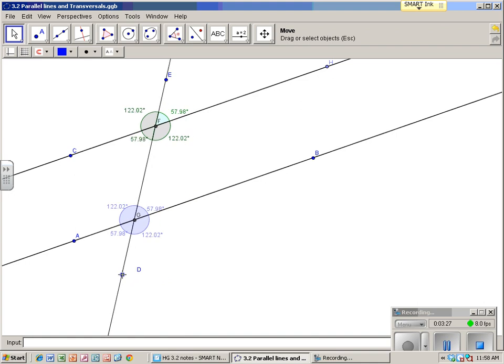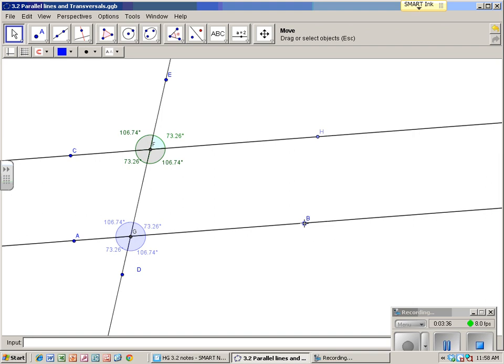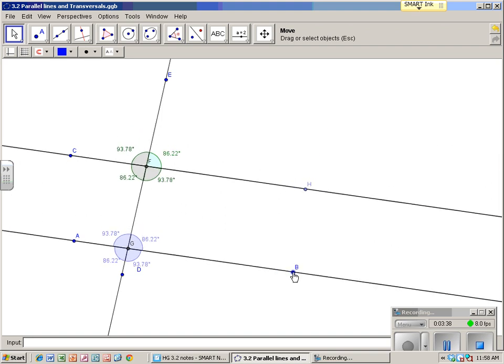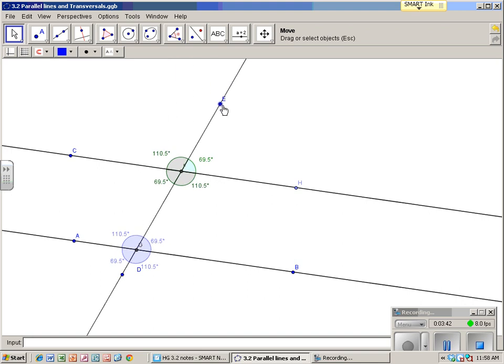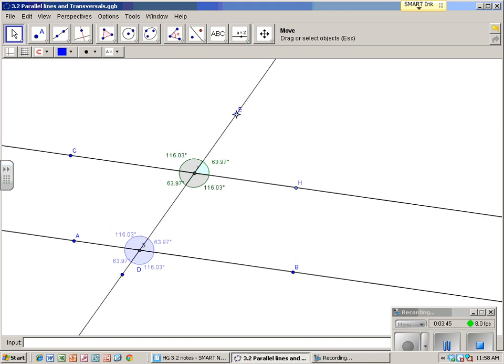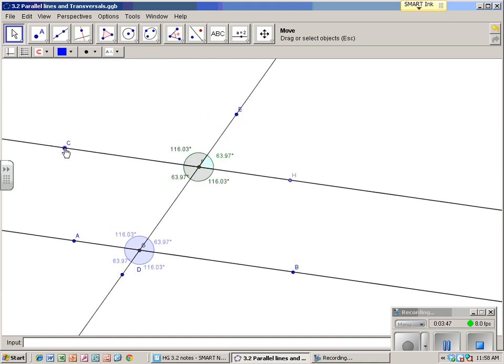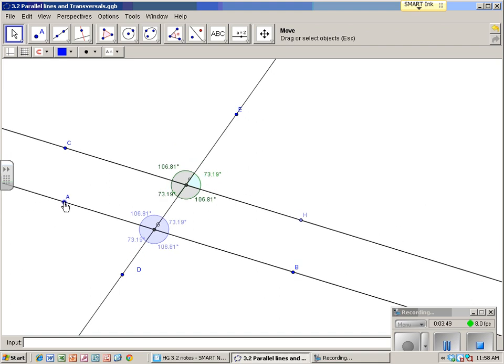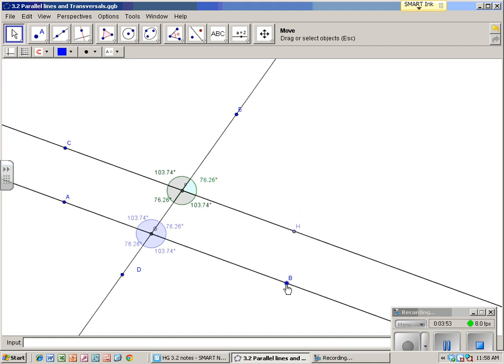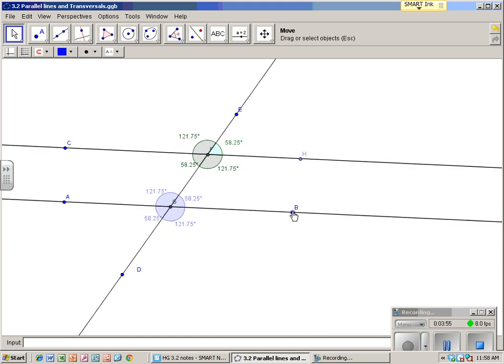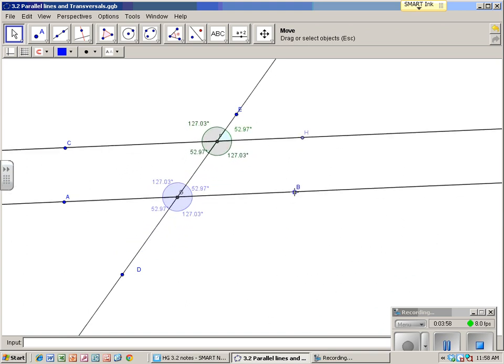And now the last one is the consecutive interior angles. You've got two pairs of those. Pay attention to those numbers, see if you see a property for those. Hopefully you're writing these things down, or at least writing your conjecture down. So you're thinking, what seems to be true about these consecutive interior angles? All right.